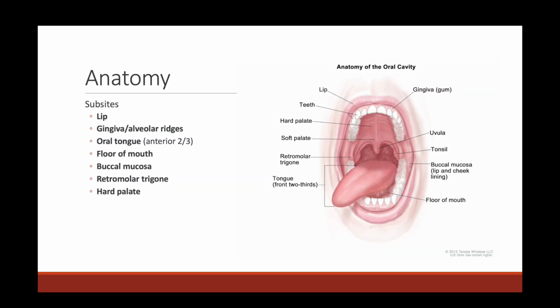Here's a slide just once again enumerating the 7 subsites of the oral cavity, and you should hopefully be able to kind of list these off the top of your head. I won't spend too much time here, but if you want more detailed review, I would refer you to the first lecture in this series where we in detail went through all of the different subsites and their anatomy. But just remember there are 7 subsites for the oral cavity, and if you can feel it with your tongue, it's probably part of the oral cavity.